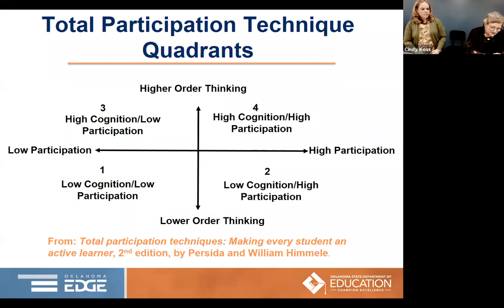So this is the question to you. How does this better help you understand the idea of total participation techniques? Or you might also think about which quadrant you think is the best or most connected to total participation techniques. We're going to look at the chat box and hope you have some thought about that. So which one, or what does this do to help you better understand TPT?